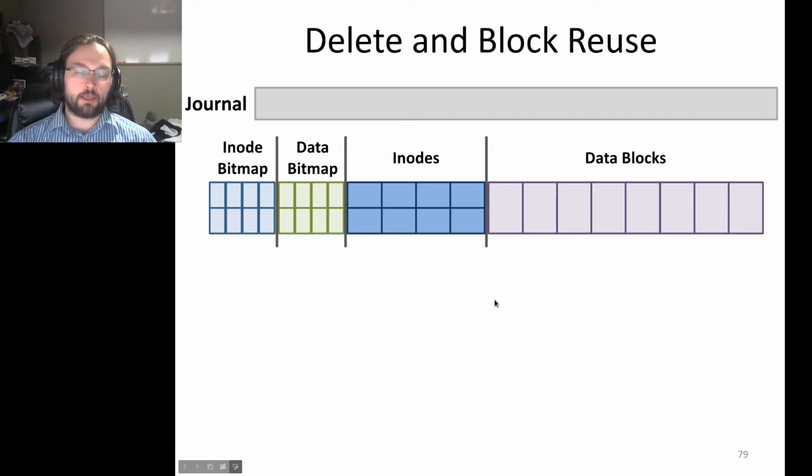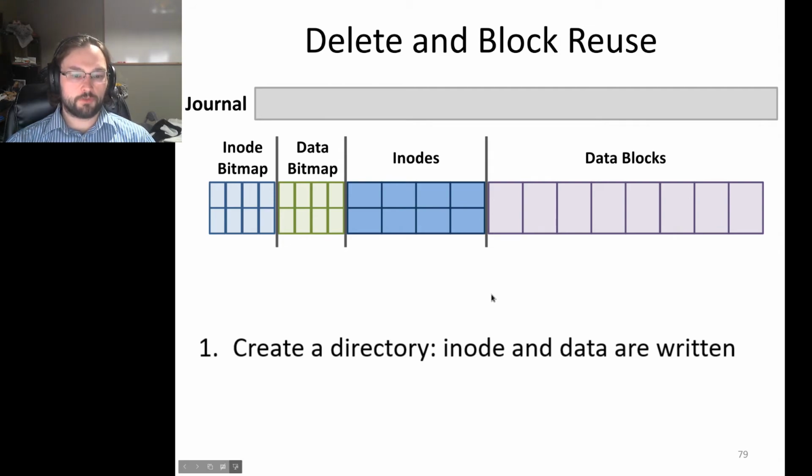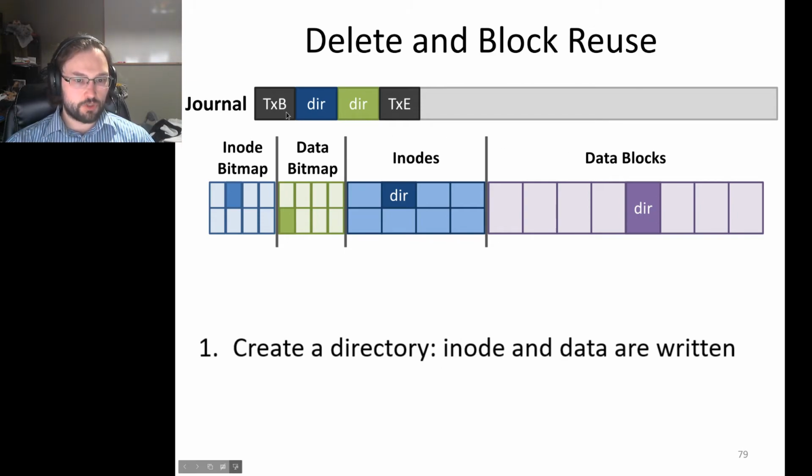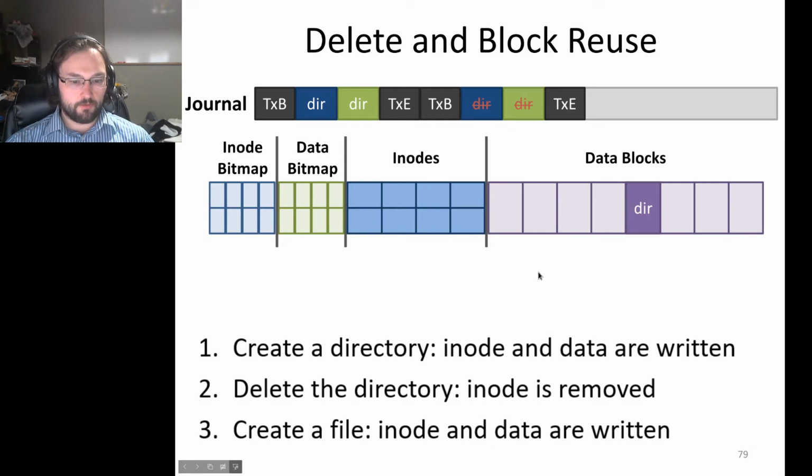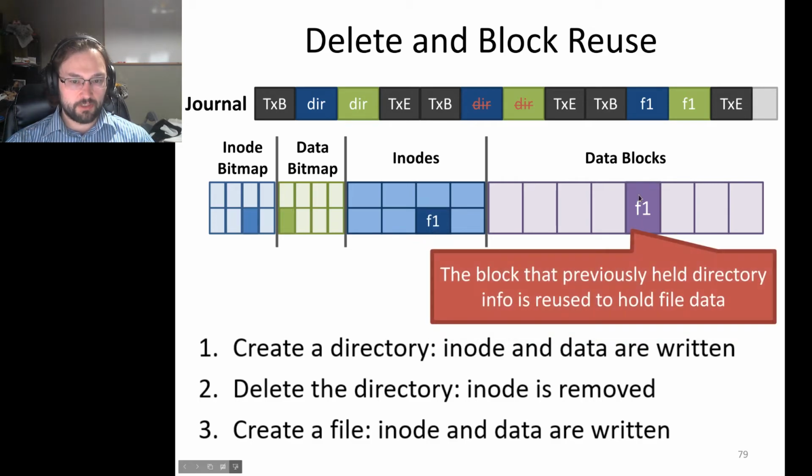Unfortunately, deletes are still tricky. So this example is sort of awkward, and I'll try to explain the awkward part as we go. So first we're going to create a directory. And the complication here in the directory is that we wrote our data block, we put our metadata in the journal. Okay. So we're going to delete the directory. That's going to remove the inode. And we logged the delete. Now we're going to create a file. So we're going to reuse the same inode, and we're reusing the same data block.